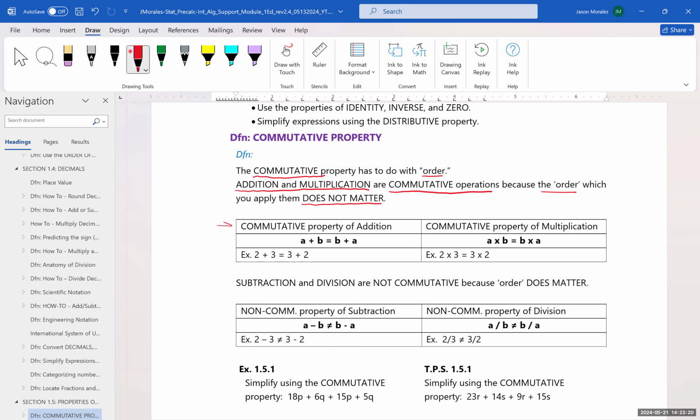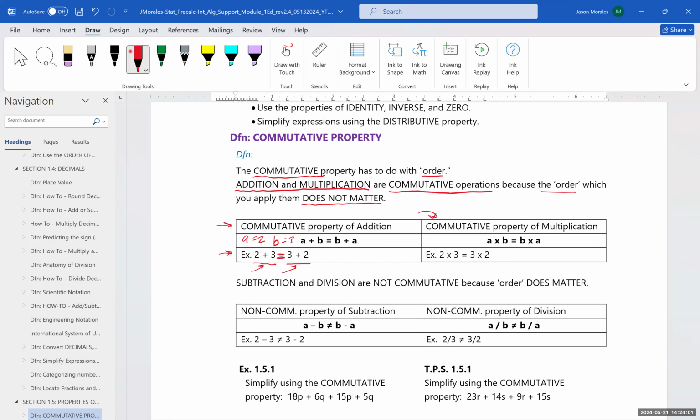For example, here's an example of the commutative property of addition. With addition, if you add a plus b, that's the same as adding b plus a, in the reverse order. Let's look at this example in terms of numbers. If a is equal to 2, and b is equal to 3, then 2 plus 3 gives us the same answer as 3 plus 2. So if we reverse the order of the addition, it doesn't change the value of the resulting addition.